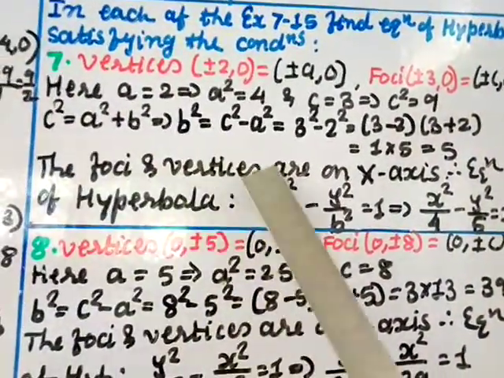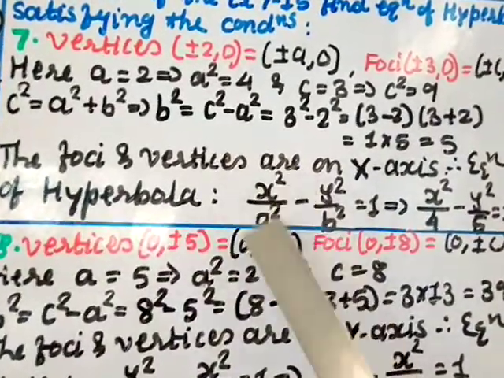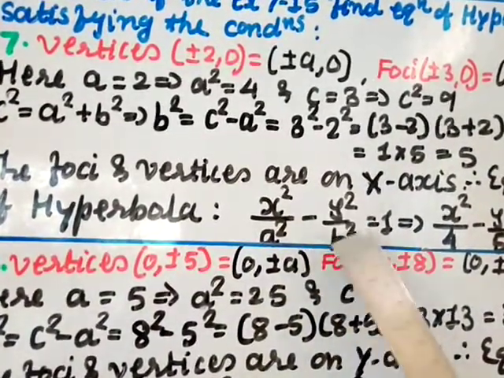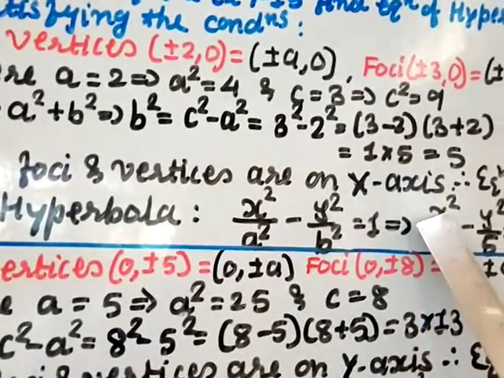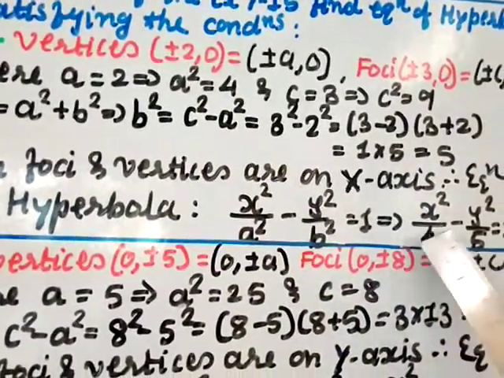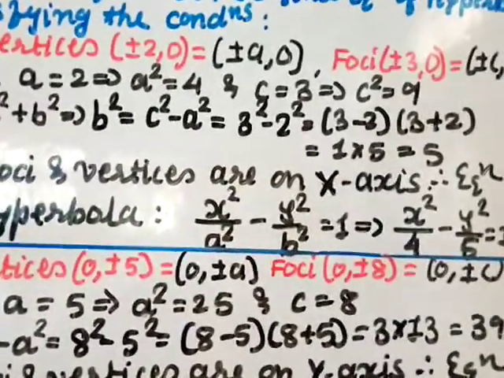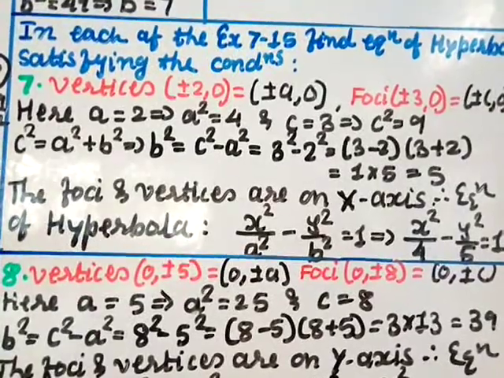The foci and the vertices are on the x-axis. Therefore, the equation of the hyperbola is x square by a square minus y square by b square equal to 1. This implies x square by a square, where the a square value is 4, minus y square by b square, where the b square value is 5, equal to 1. So that is the required equation of the hyperbola.